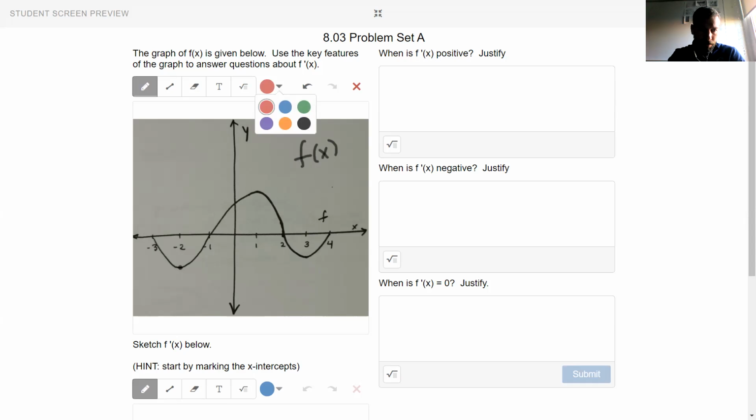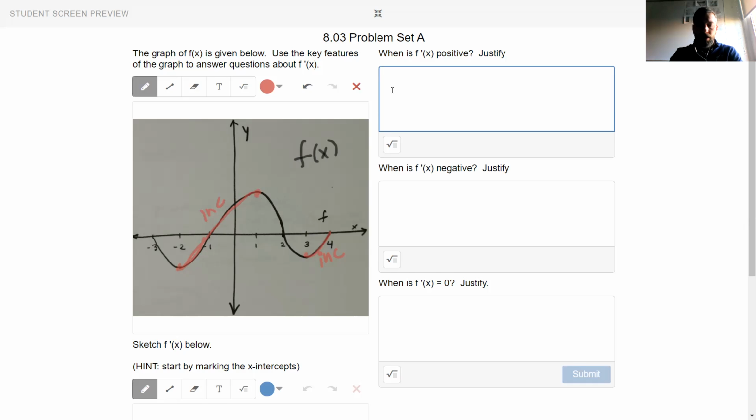So we got decreasing. At -2 to 1, it increases. That looks like a straight line, but it's supposed to be curved. It goes back to decreasing. And then 3 to 4 is also increasing. So when is f prime, the derivative, positive? Well, that's going to be when f of x is increasing. So we don't want to include all of those points. We want to use intervals here. So say from where to where.